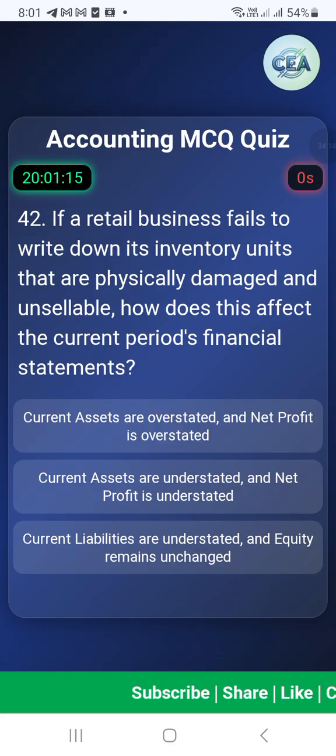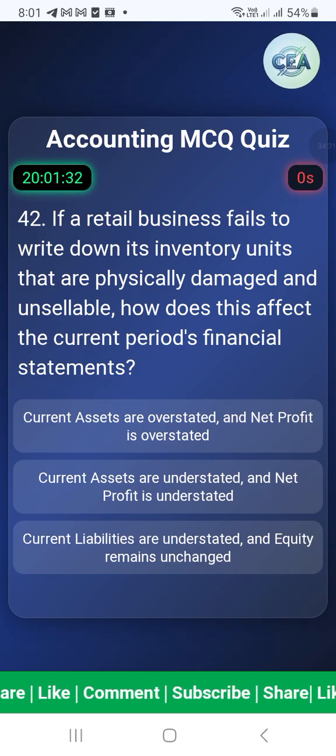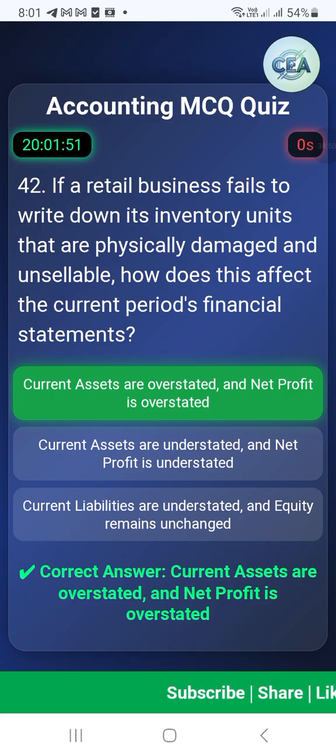42. If a retail business fails to write down its inventory units that are physically damaged and unsellable, how does this affect the current period's financial statements? Option 1. Current assets are overstated, and net profit is overstated. Option 2. Current assets are understated, and net profit is understated. Option 3. Current liabilities are understated, and equity remains unchanged. Correct answer is current assets are overstated, and net profit is overstated.